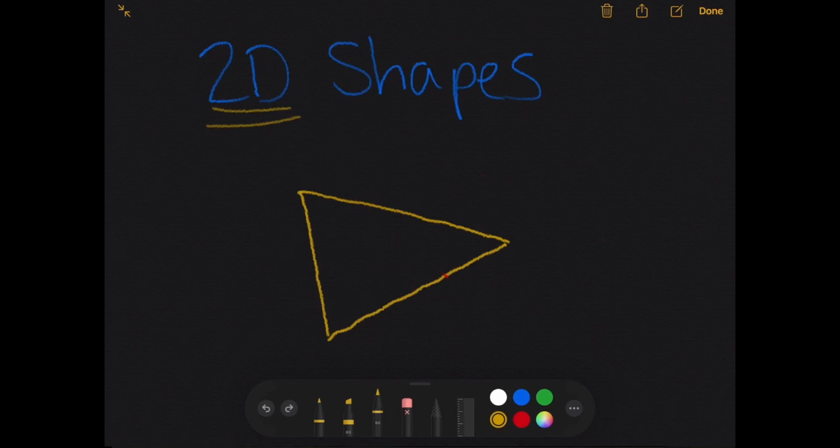What you do need to know though is that most 2D shapes are made up of straight lines, which means that they are made up of corners. Now, the special word that we use to describe corners is vertices. And don't be scared if you hear the word vertex. That's just the word for one of them. So I've got 1 vertex and 1, 2, 3 vertices.